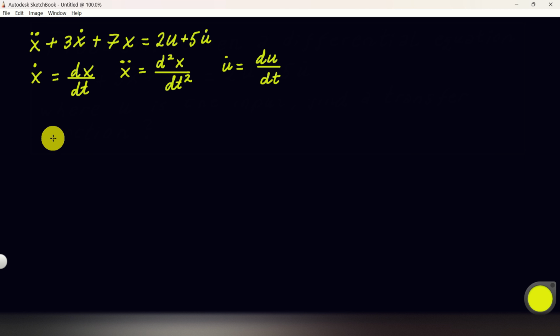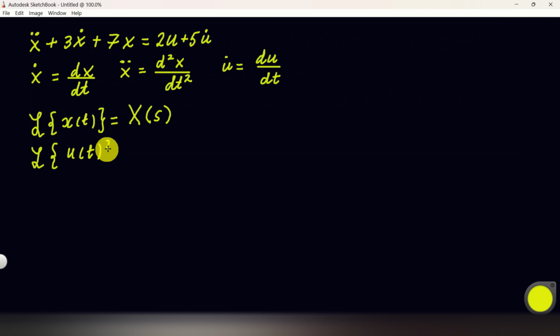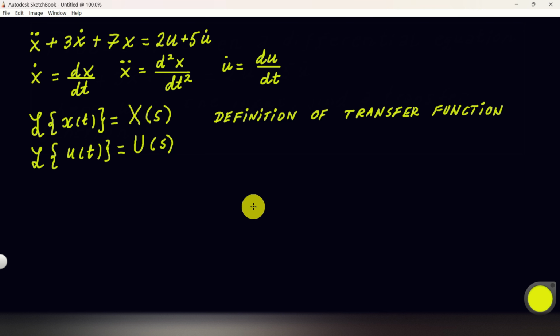Next, let's introduce the notation for the Laplace transform. The Laplace transform of the variable x is denoted like this. We use capital letters to denote the Laplace transform, that is, X of s is the Laplace transform of x of t. This symbol, calligraphic L, is the Laplace transform operator. In the same spirit, the Laplace transform of the input u of t is denoted as capital U of s.